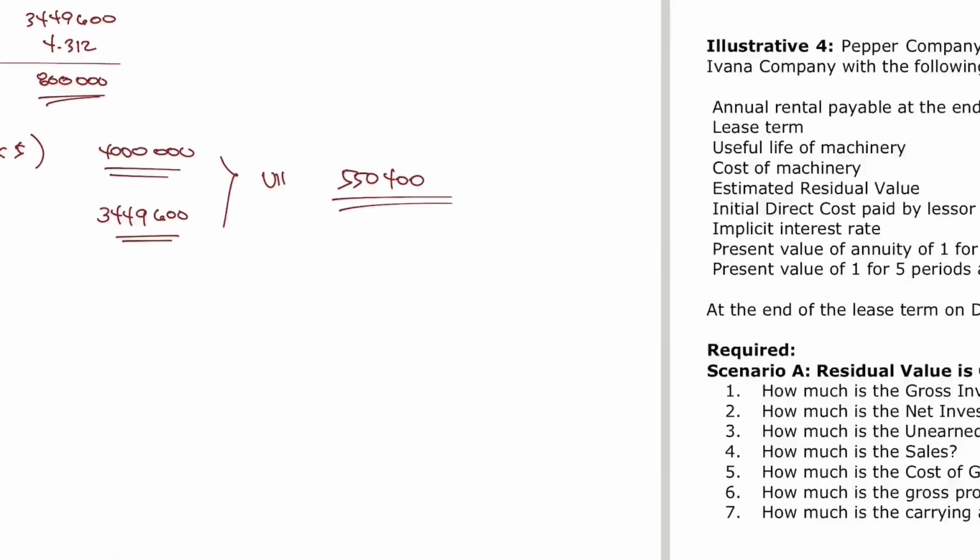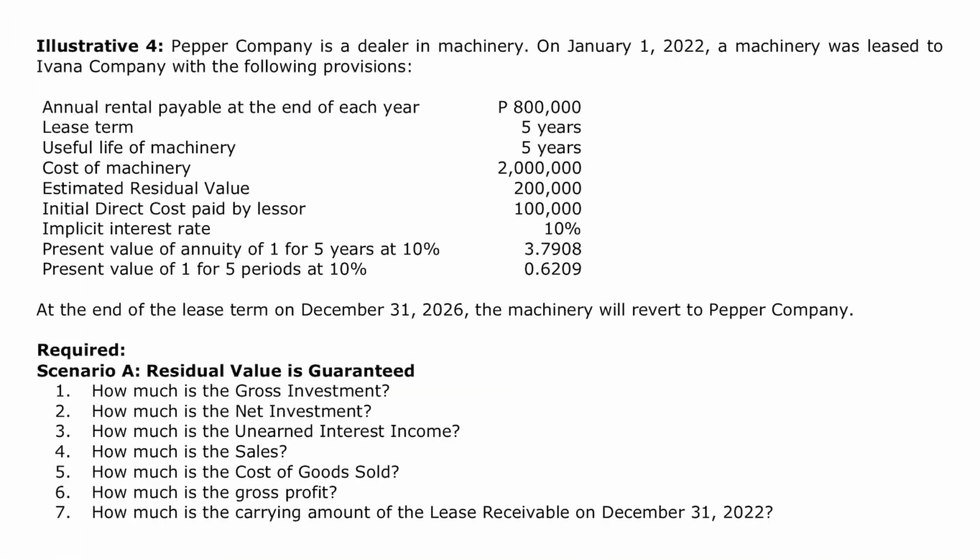So, that's illustrative problem number 3. Now, let's go to illustrative problem number 4. So, here in illustrative problem number 4, Pepper Company is a dealer. Once again, Pepper Company is a dealer in machinery, meaning sales type lease tayo dito. Again, sales type lease tayo dito. Okay? So, computation will now be different. Problem 1, 2, 3, direct finance lease. This time, sales type lease.